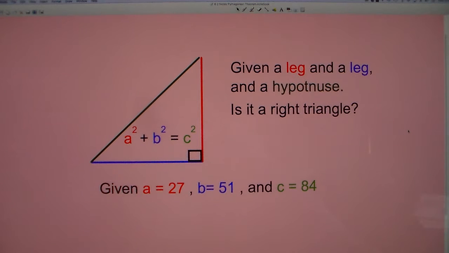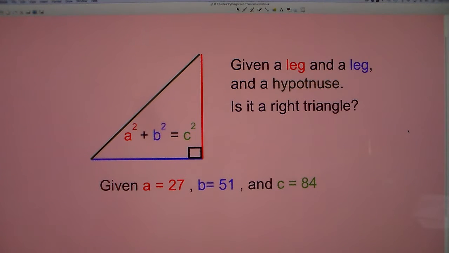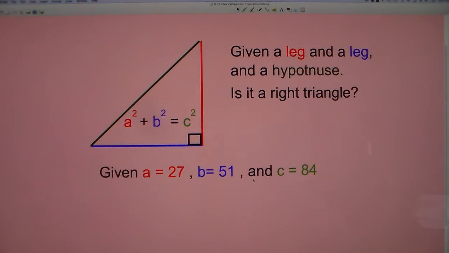Alright. Now given a leg and a hypotenuse, is this a right triangle? So A equals 27, B equals 51, and C equals 84. The numbers are getting bigger, but we could handle it. We're just going to plug them into our nice handy dandy calculator. So 27 squared gets you 729, plus 51 squared, which is 2,601.